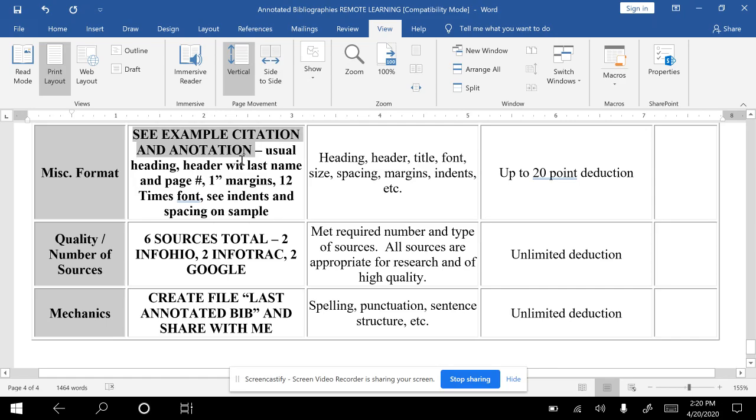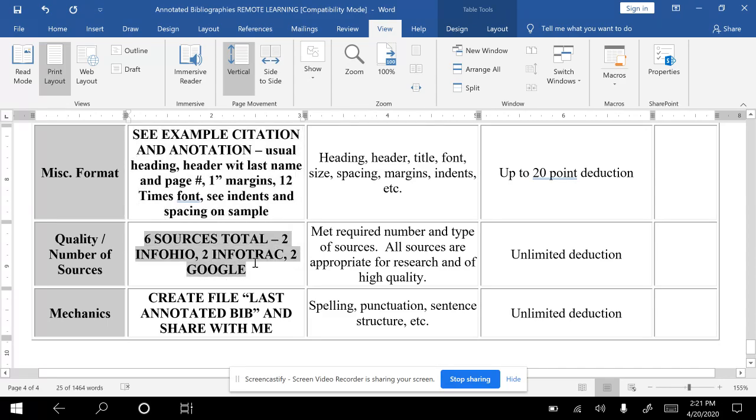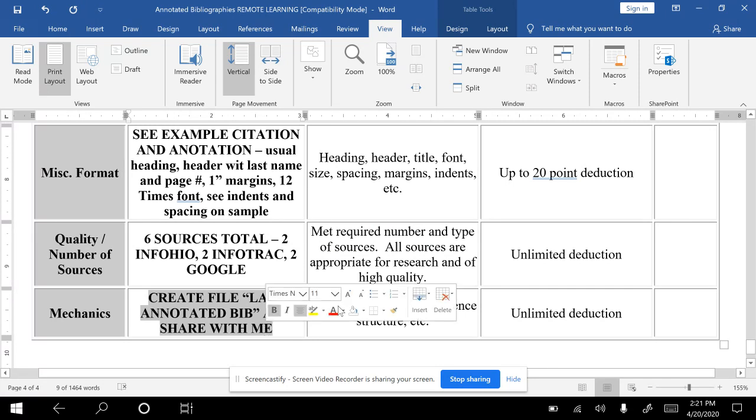See the sample citation, usual header, time, spacing, all that good stuff for format. For the sources, 6 total: 2 InfoOhio, 2 InfoTrack, 2 Google. You should have those. You should have read them. You should have annotated. That should make these much easier. Then the final one, create a file, your last name, annotated bib, and then share it with me.